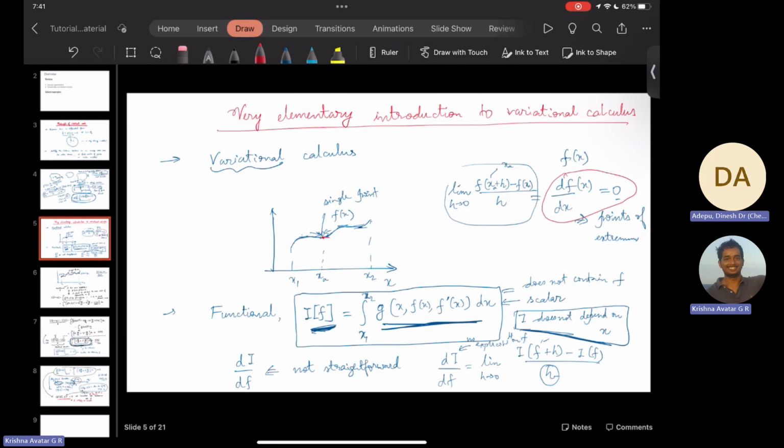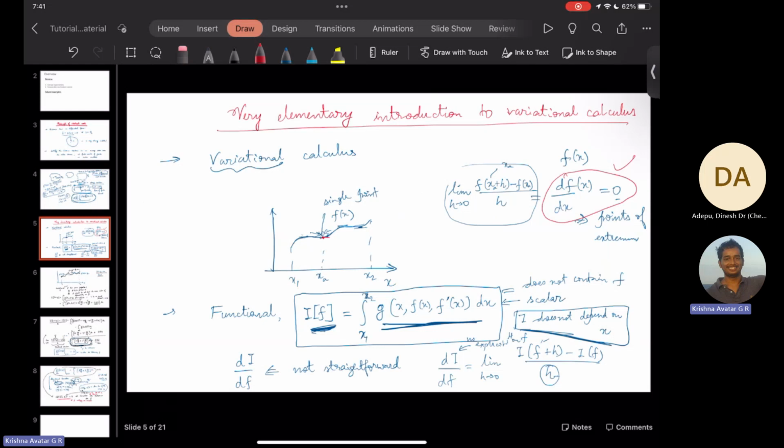Points of extremum are those points about which, with slight excursions, if you move a little bit left or right about that point, it will not change the function value. Slight means very small, just like epsilon distance on the right or left.